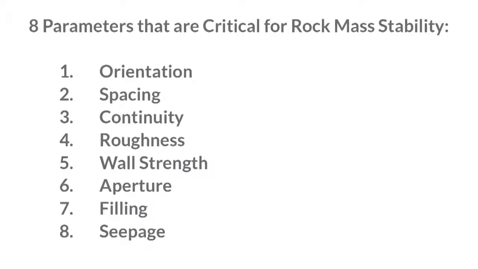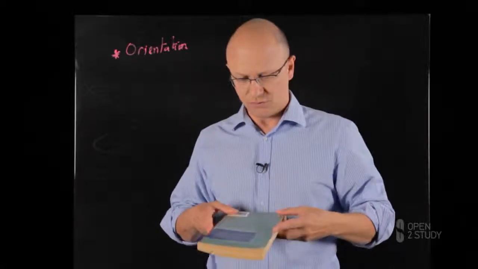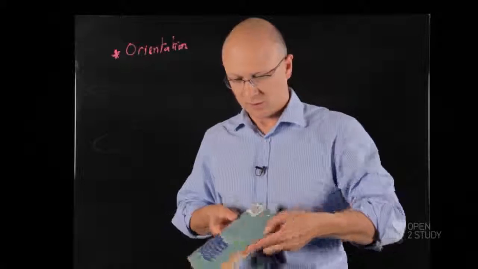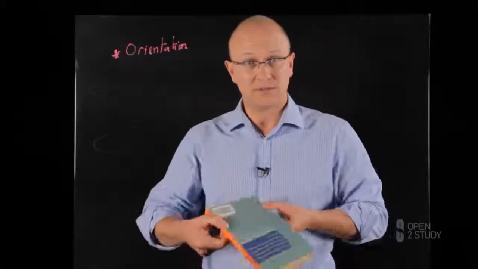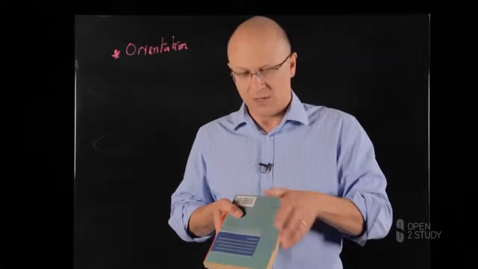The International Society for Rock Mechanics recommends characterizing 8 parameters in relation to discontinuities to fully define them. The first one is the orientation. What do we mean by orientation? If we have the plane of a discontinuity here, we need to know how inclined it is, and for a given inclination, what is its orientation. So this inclination with respect to horizontal is called the dip.